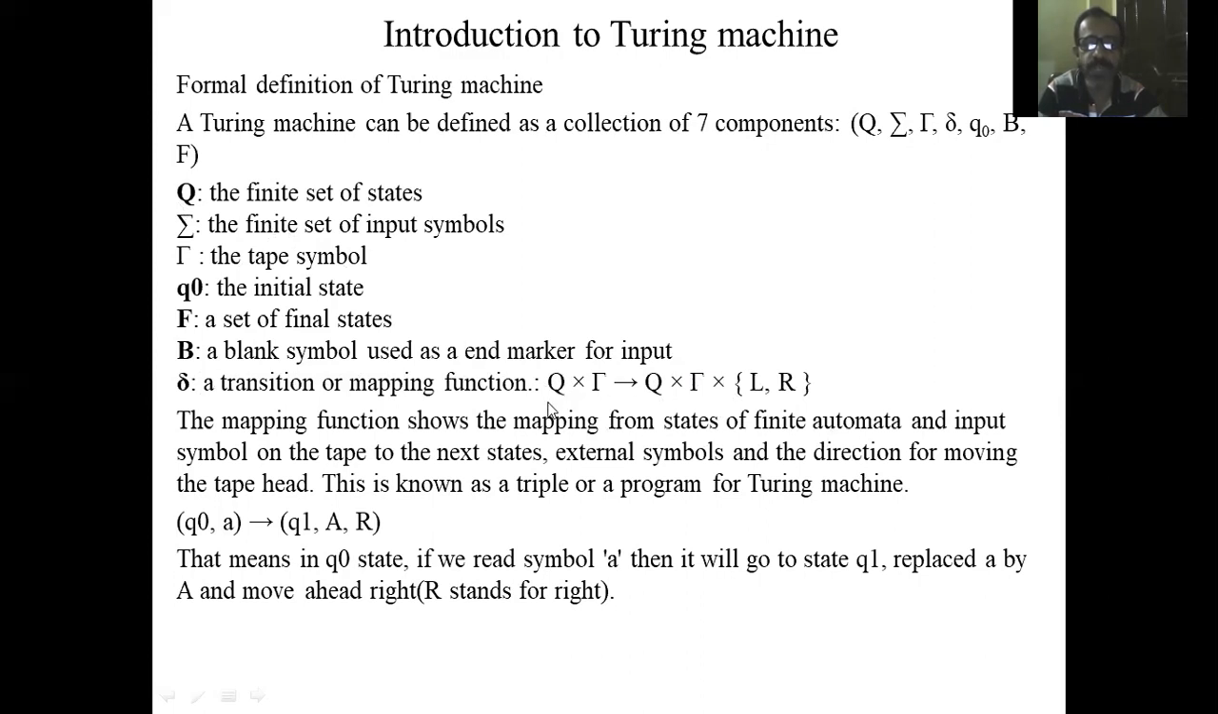The transition function takes 2 inputs and produces 3 outputs. Of course, this output is used for moving the tape header from the current position to either the left side or the right side.